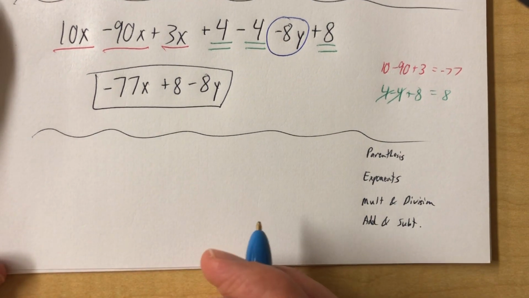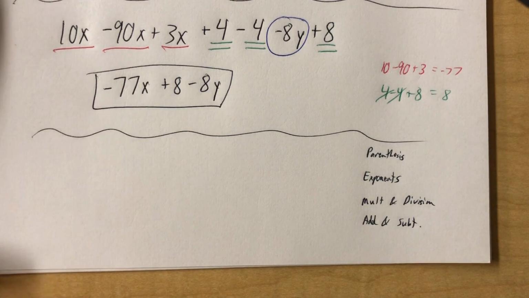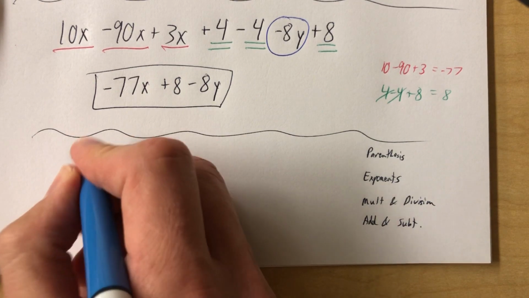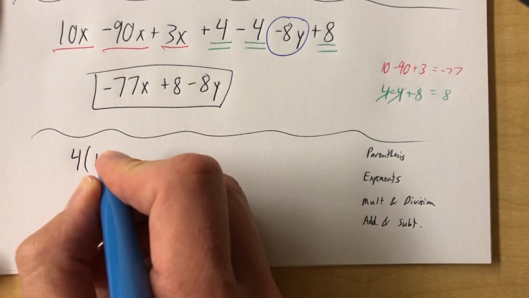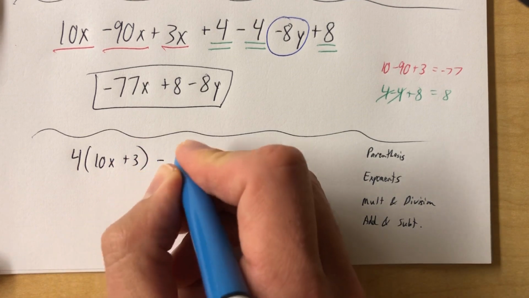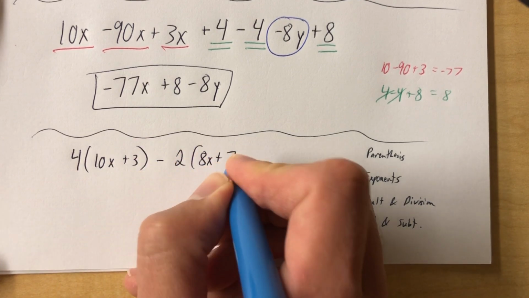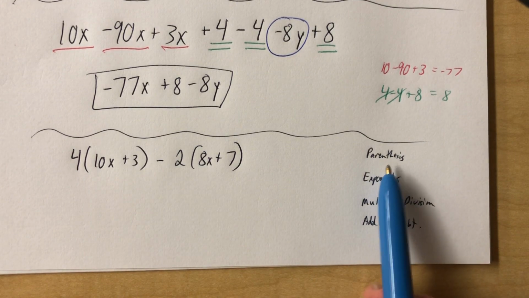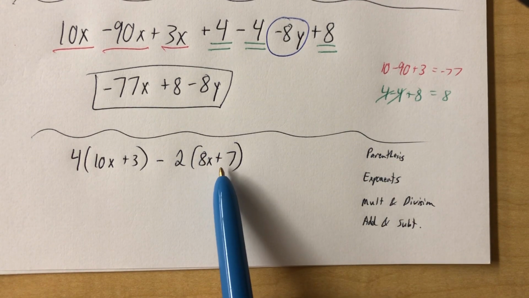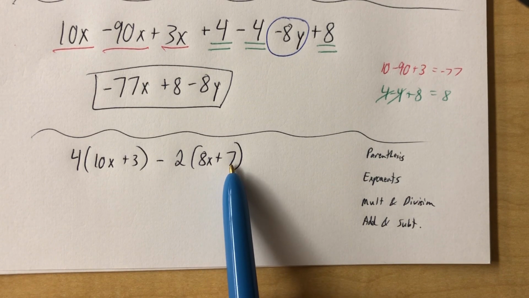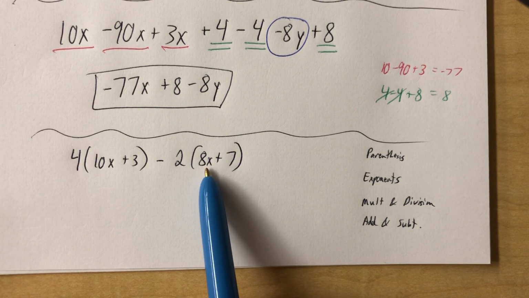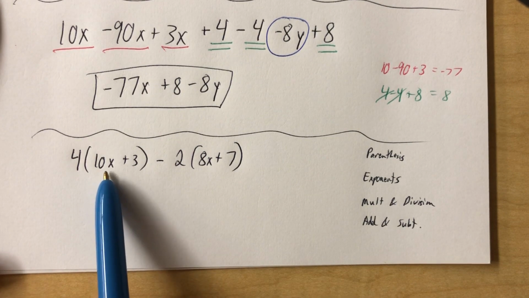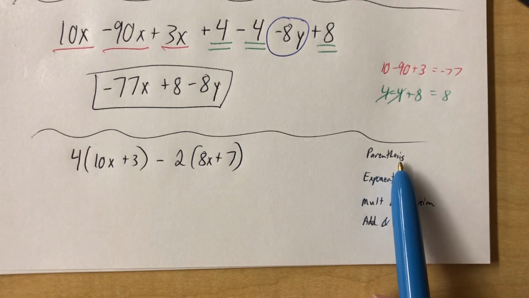So let's write the problem down, and then we'll start actually kind of in the middle of this because there will be nothing else that we can do from the top of this list. So 4 times (10x plus 3), and then minus 2 times (8x plus 7). Okay, parentheses. Well, I see parentheses, but there is nothing inside the parentheses that I can simplify. I can't add 8 plus 7 because this is not 8, it's 8x. These are unlike terms. I can't add 10 plus 3 because this is 10x. So there's nothing to do in terms of simplifying parentheses.